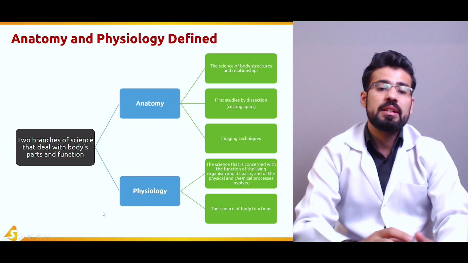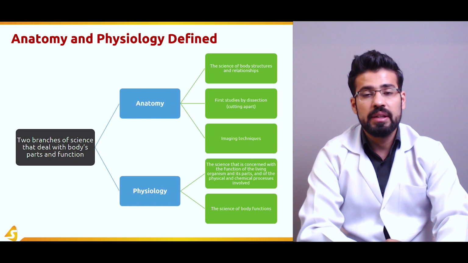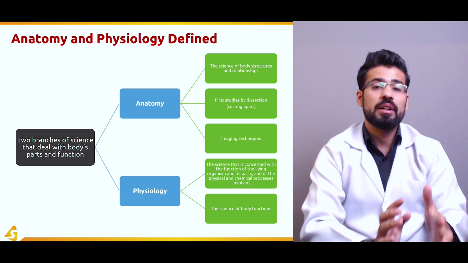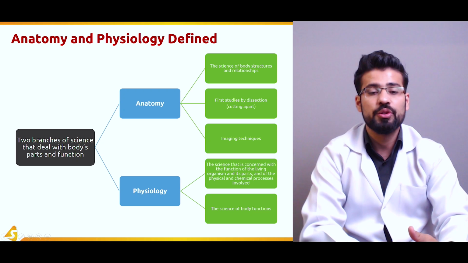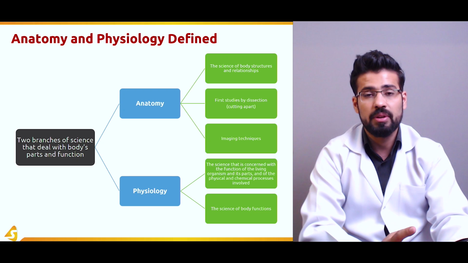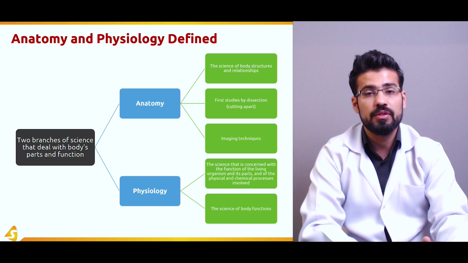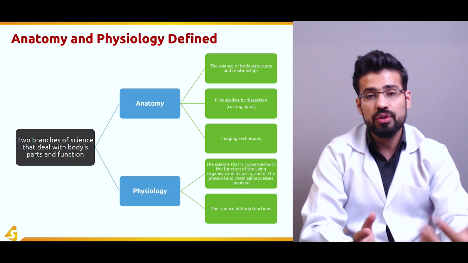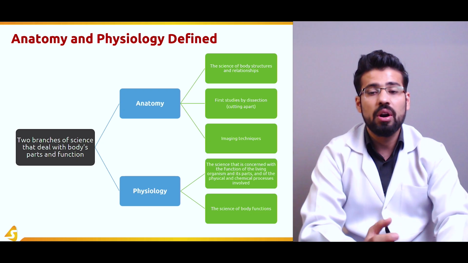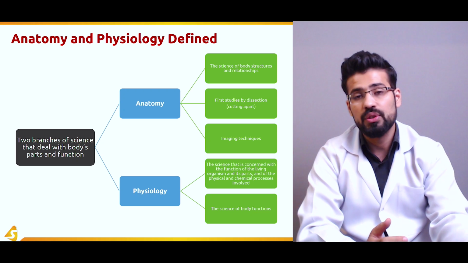Now, coming towards the anatomy and physiology definitions, the science of medicine has been divided into two major branches, anatomy and physiology. Anatomy, as the name indicates, is the science of the body structures and their relationships with each other.